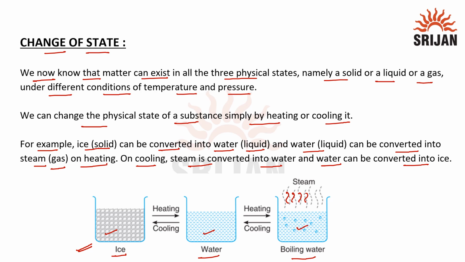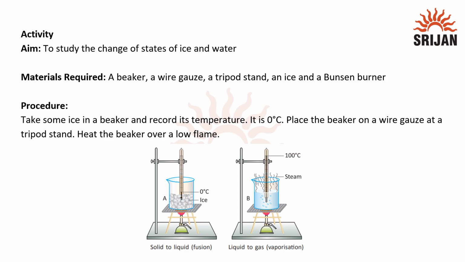Now, if we want to reverse the process, we can start cooling. So, on cooling, water vapor or steam can be converted back into liquid, and liquid can be converted back into solid ice. Here we have an activity to study the change of states of ice and water. Materials required are a beaker, a wire gauze, a tripod stand, ice, and a Bunsen burner.